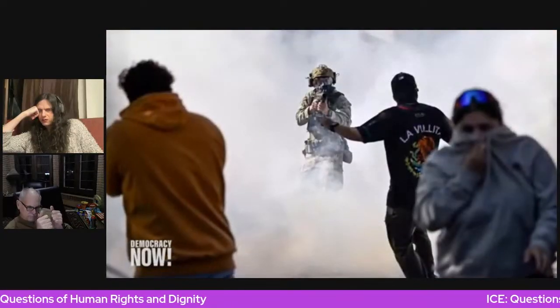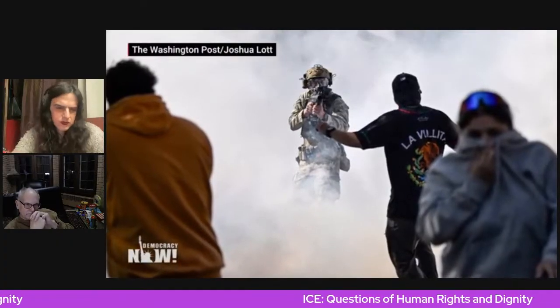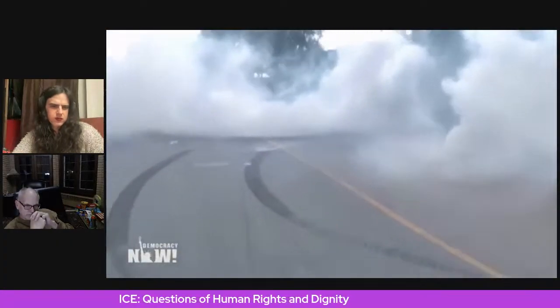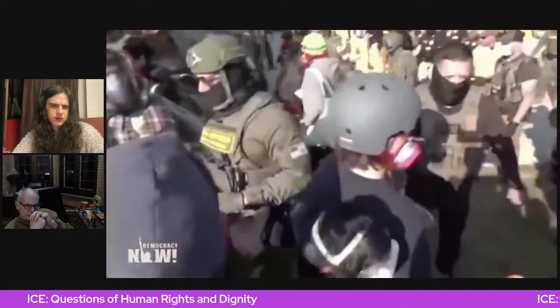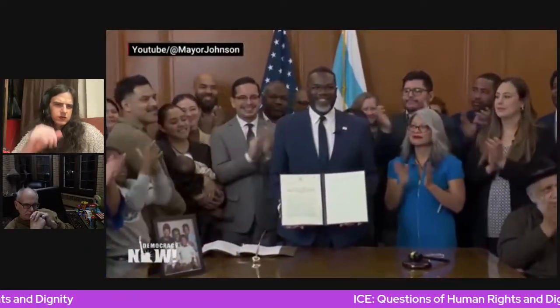The move came in the aftermath of Trump's so-called Operation Midway Blitz in Chicago last year, when federal immigration agents flooded neighborhoods, snatching residents off the streets. This is Mayor Johnson speaking as he signed the executive order.